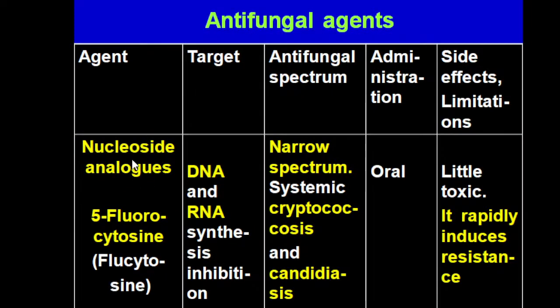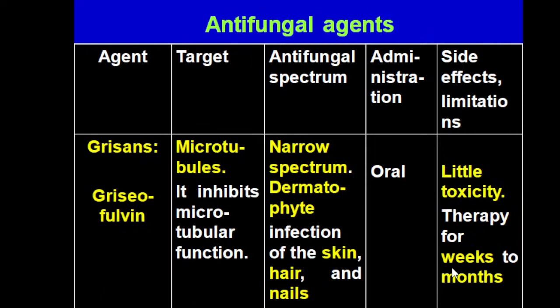So then we also may use nucleoside analogs. An example is 5-fluorocytosine. It interferes with the DNA or RNA synthesis, inhibiting it. They are usually narrow spectrum, but effective against Cryptococcus neoformans in systemic cryptococcosis and in candidiasis. They are not so toxic, but resistance is produced very quickly.